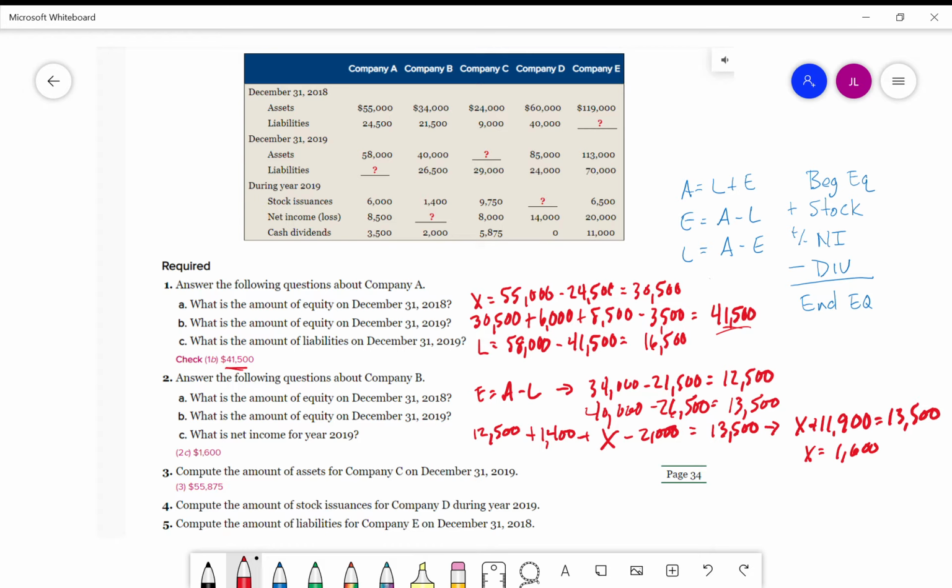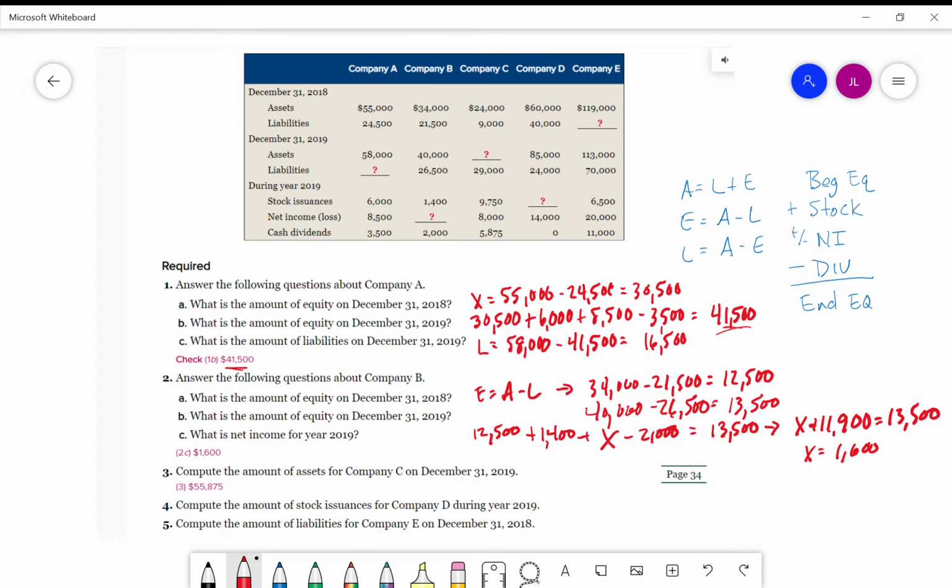Number 3 says compute the amount of assets for Company C on December 31st, 2019. We don't have it, but we can figure it out. We can use what we've got over here with our equity formulas to calculate this. So first we have to look at Company C.